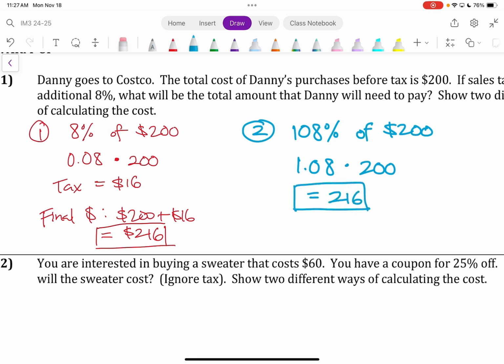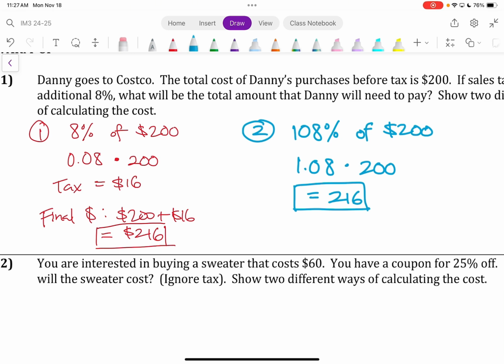And this is the same idea where we are calculating the tax, but in the first method, we are doing it separately. In the second method, we're adding that tax in to the original amount. Regardless of the approach, you still get $216. Okay? All right.